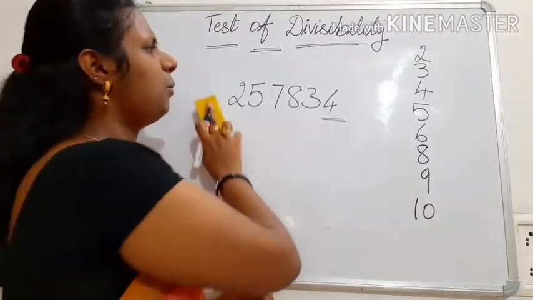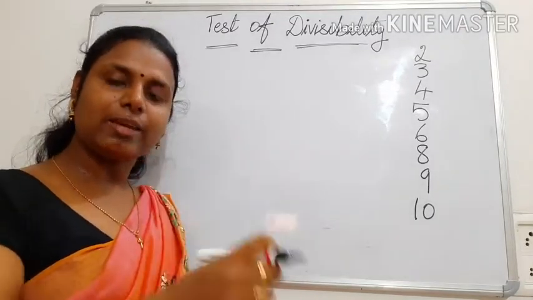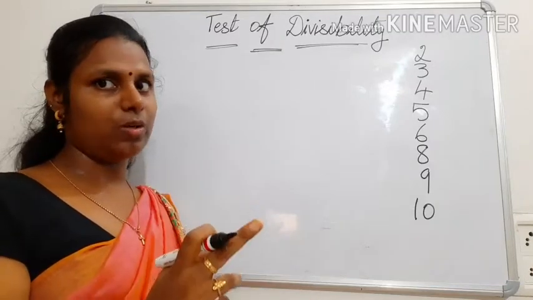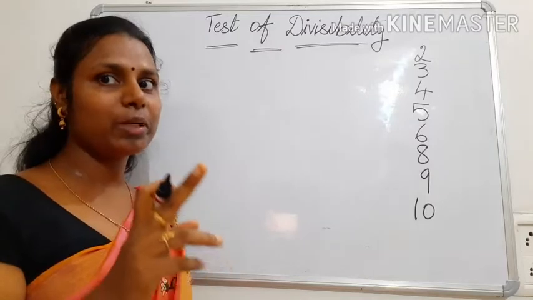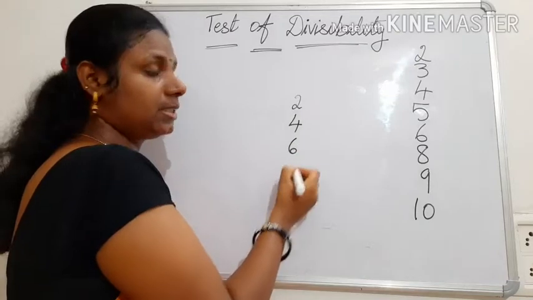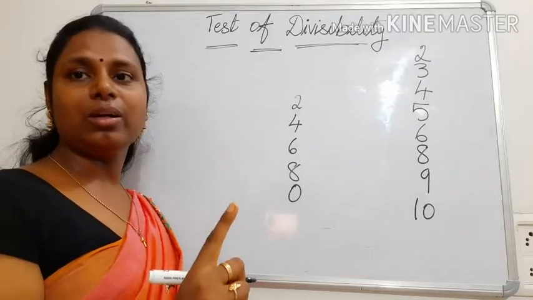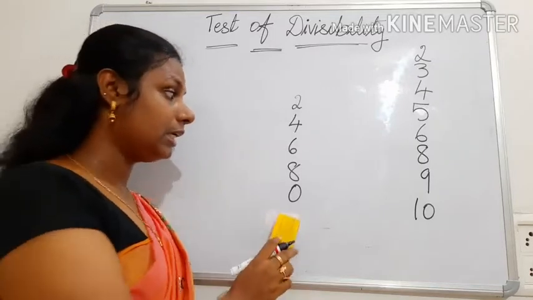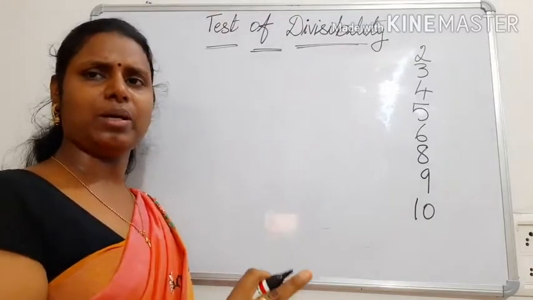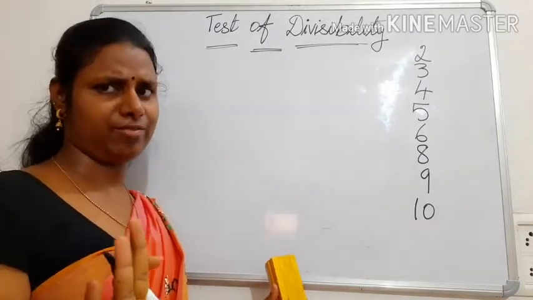Any number, how many digits they give, that's not a matter. You only see the ones place. If it is an even number, that means it is divisible by 2. Once again I am telling, what are those even numbers you may be knowing. That is 2, 4, 6, 8, and as well, in the ones place if it is 0, that is also counted as an even number. So these are the even numbers. If these numbers are there in the ones place, that means that number is divisible by 2. No need to see all the digits. Only the ones place is enough.